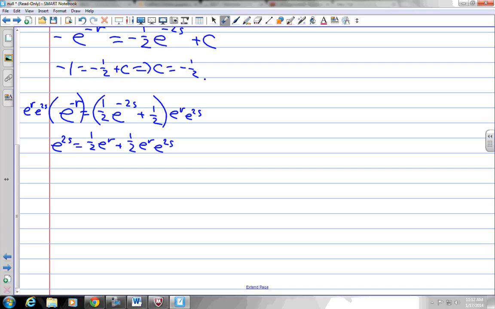So then if I try to solve for e to the r, so multiply by 2 e to the r, and then it's 1 plus 2 e to the 2s. Is that right? So e to the r equals 2 e to the 2s over all this. Is that kind of what you were talking about? So then r is natural log of all that?